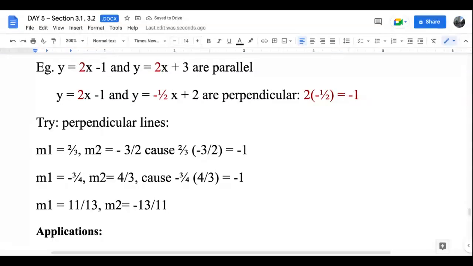If one is 11/13, the other has to be negative 13/11. We just flip the numerator and denominator. What is the reciprocal of a fraction? Just flip the numerator and denominator. So 11/13 times negative 13/11 equals negative 1.